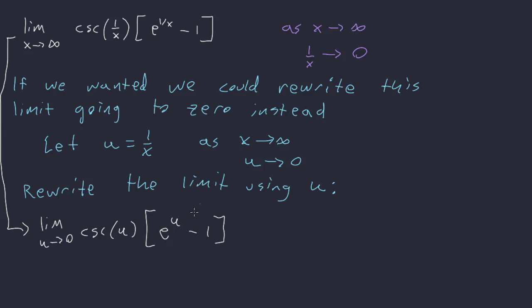Because as u goes to 0, e to the u goes to 1. So this is going to be 1 minus 1. So this part is going to 0. And then cosecant is 1 over sine. So 1 over sine of 0 is 1 over 0, so this is a plus or minus infinity thing going on here. Okay, so this is an infinity times 0 case.